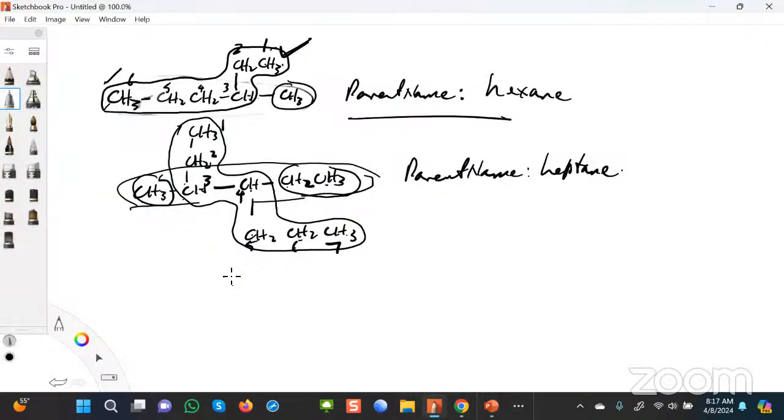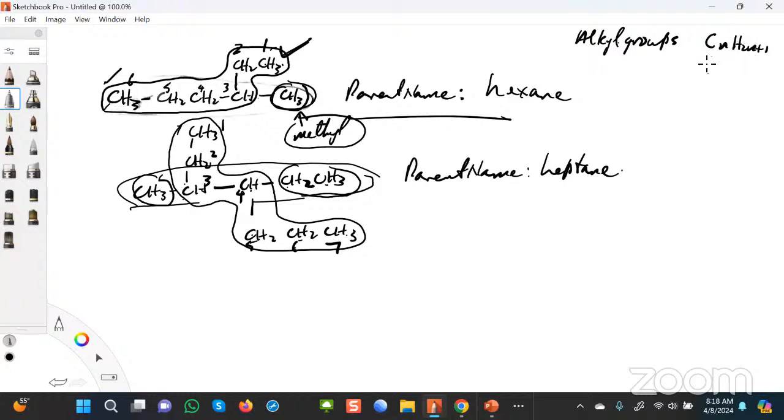In this case, based on the numbering system that we have established, we'll notice that this group here is attached to carbon number 3. So now we have to indicate the name of this group, and the name of this group is called a methyl group. I probably should have taught you how to identify the alkyl groups. The alkyl groups are groups that have the formula CnH2n+1. So if n is equal to 1, this becomes CH3, and that's called the methyl group.